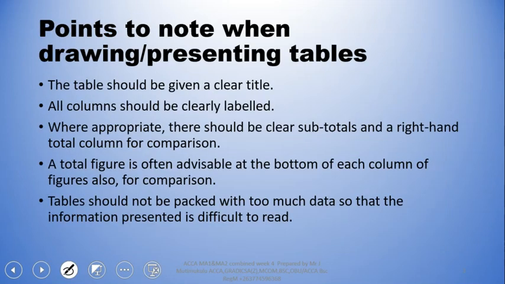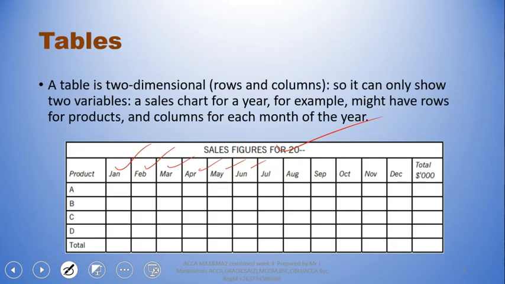Where appropriate, there should be clear subtitles and a right-hand total column for comparison. All right. So you can see there is this right-hand column where you can see these are the totals, right, which is required.